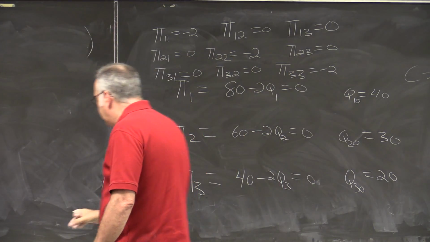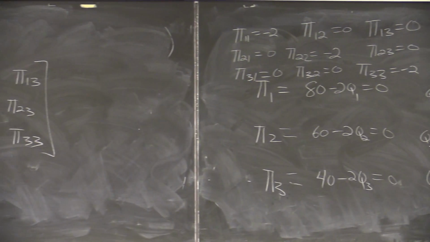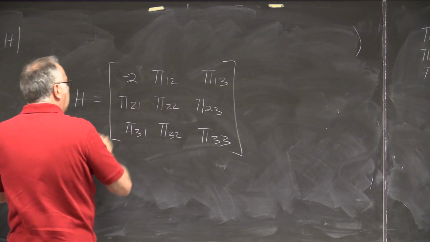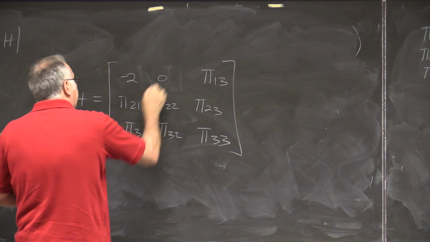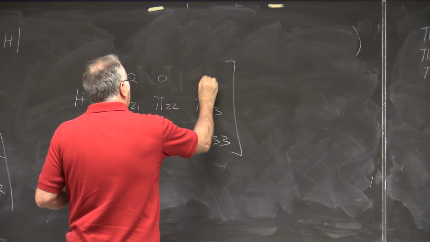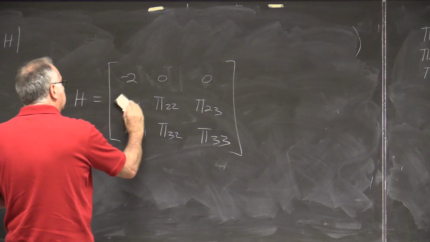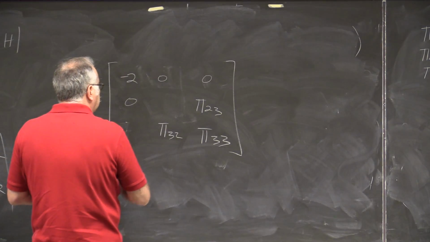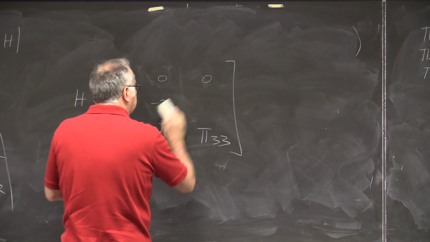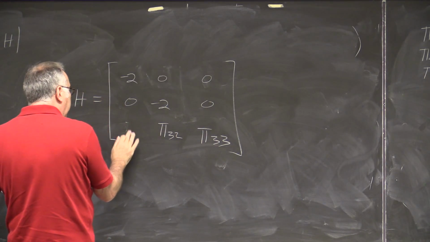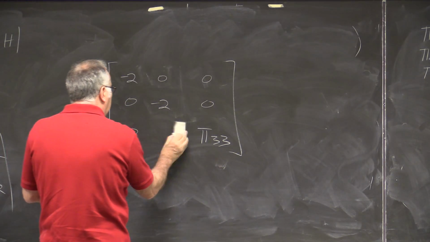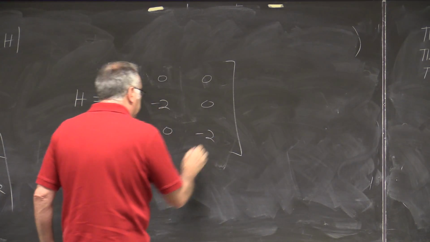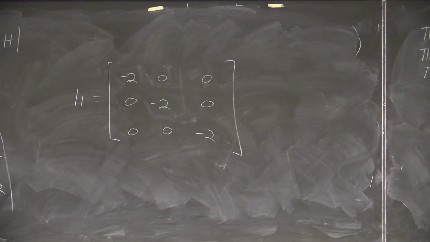All right, so our Hessian matrix is just this. I substitute in. That's a -2. That's 0. That's 0. That's a 0. This is a -2. That's a 0. Pi 3,1, which I erased, that's a 0. Pi 3,2 is a 0. Pi 3,3, -2.